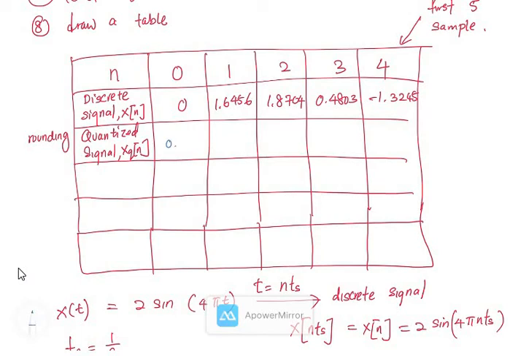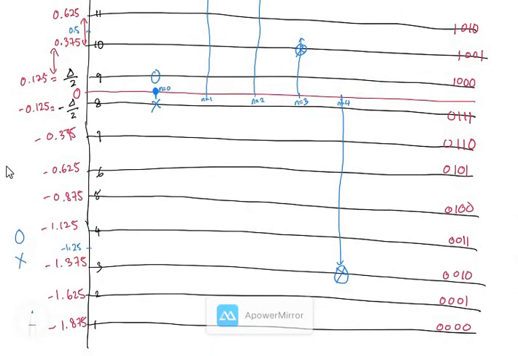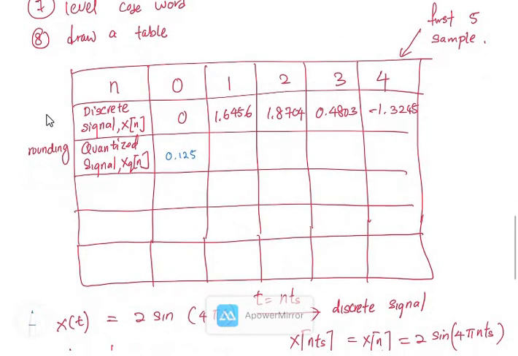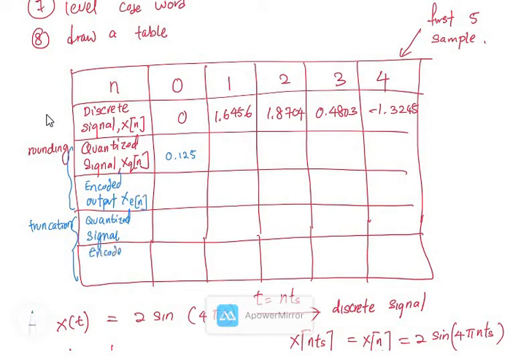For 0 I get 0.125. Okay, this is because this one 0.125 is this one, and for the truncation is negative 0.125. Okay, for the truncate, so this one also quantized, but using the truncation technique. This one I will fill in for the encoded output. For the truncation, okay, so just now this one is negative 0.125.